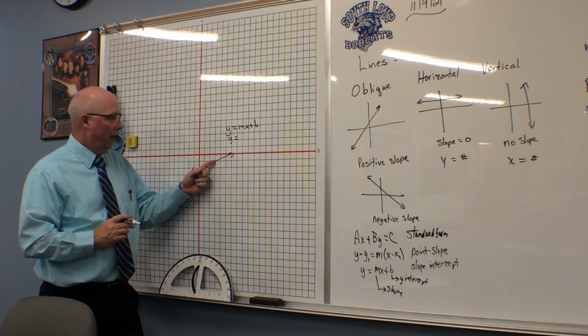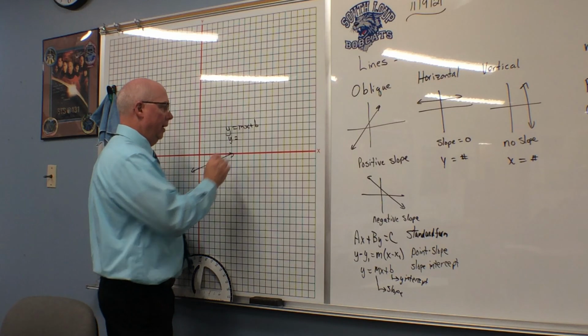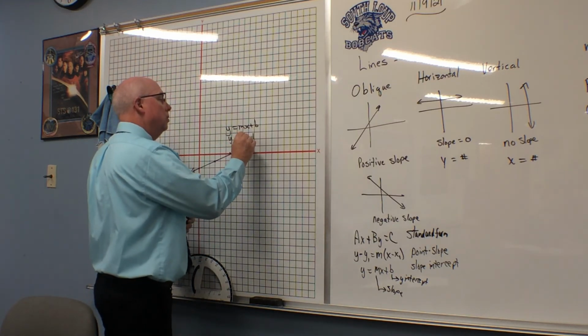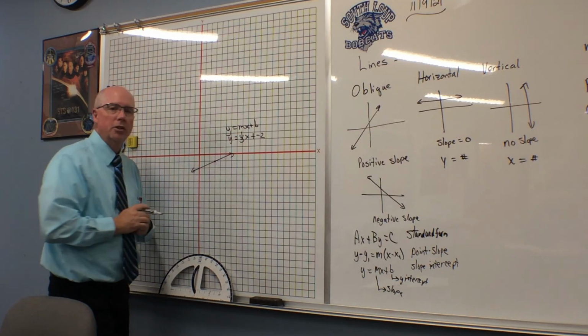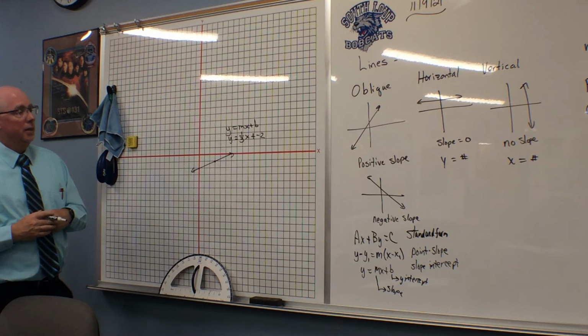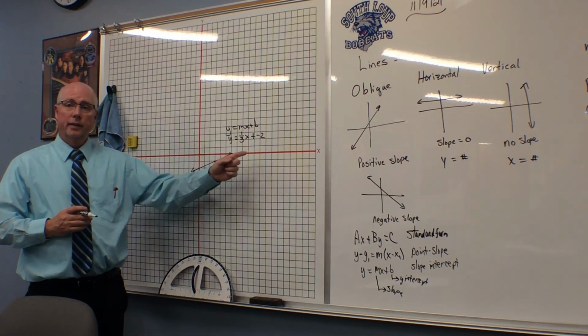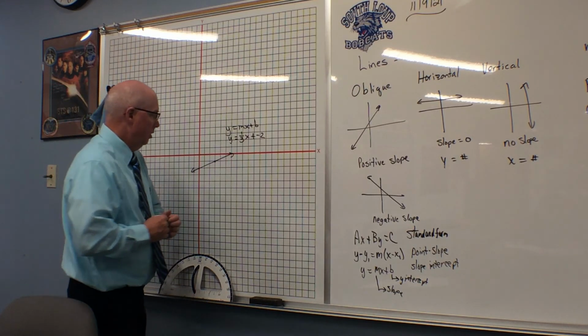Up 1, to the right 3. So that slope is 1/3. 1/3 x, right? The slope is 1/3, and 1/3 x. Plus, where does it touch the y-axis? Negative 2. There you go. There's your equation in slope-intercept form. If I wanted to put it in standard form, I'd have to multiply everything by 3, move this over, and put it in standard form. Okay, so let's erase that one.